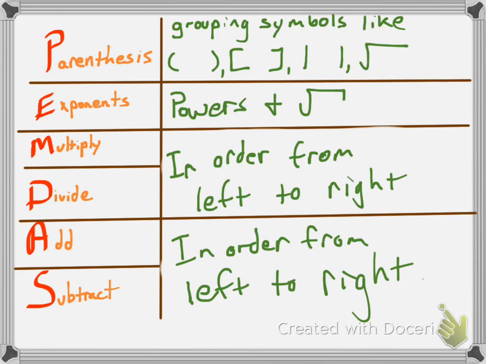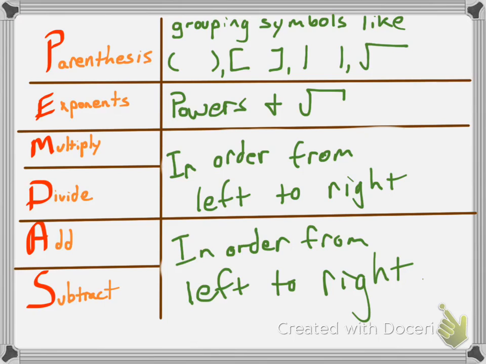Parentheses. That really just means grouping symbols. And that means like parentheses or brackets or absolute value. Yes, absolute value is considered a grouping symbol because you have to do everything inside the absolute value before you actually do the absolute value. Also, square root is the same way. Before you actually do the square root, you have to do everything inside of it. It's called a grouping symbol.